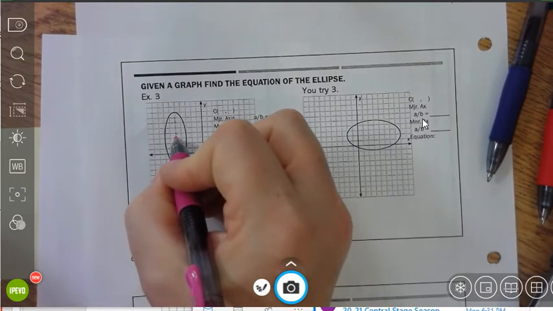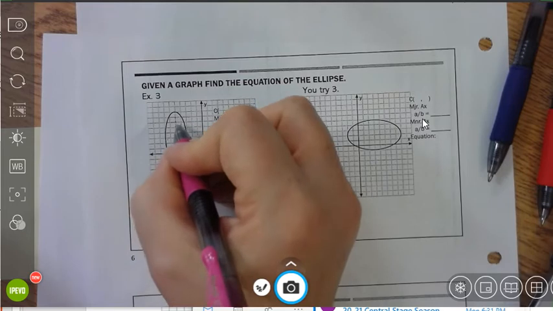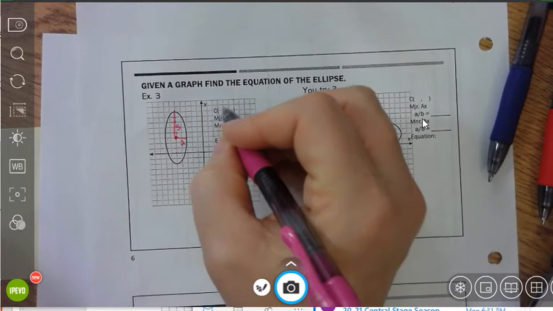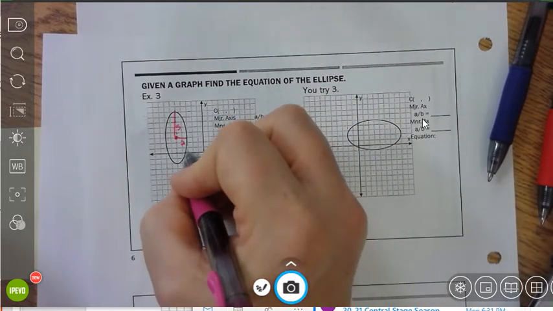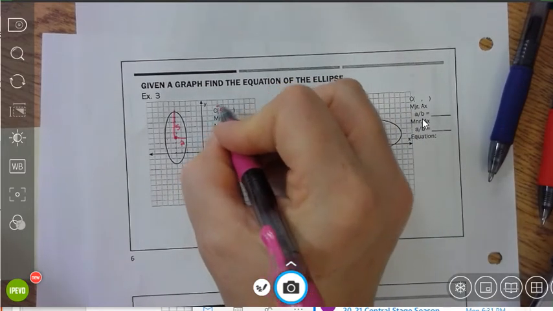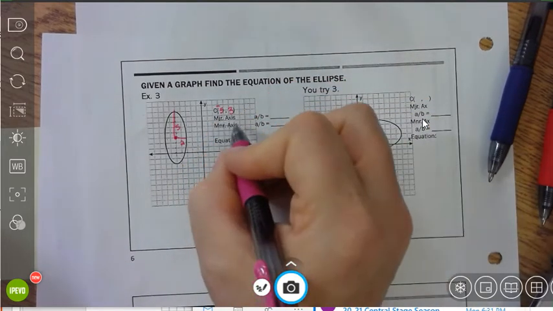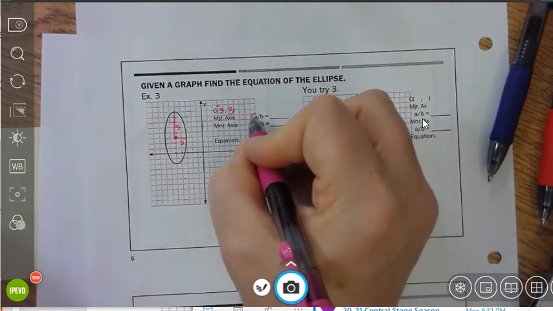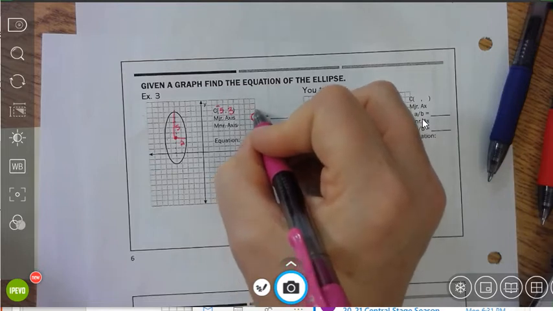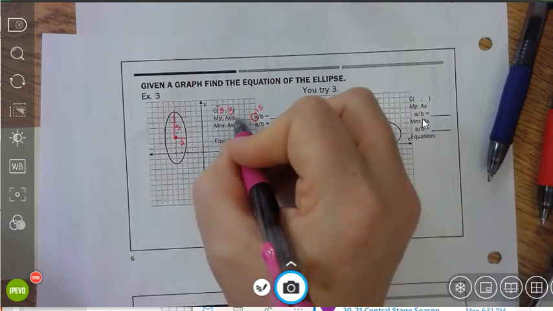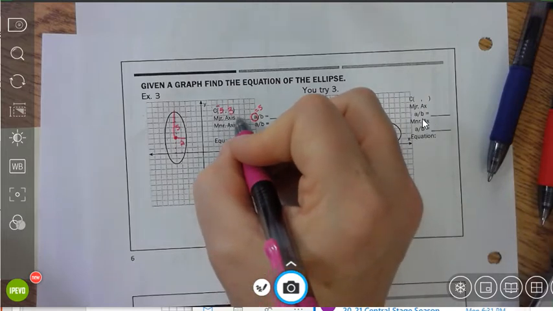In this one, there's the center, and I can tell I've got 2 on each side. So this is 5 up, 2 across. I know that the center is located at 1, 2, 3, 4, 5, 1, 2, 3: negative 5, 3. The major axis is going to be my A value. I'm going to use the A, which is 5. My major axis is a total of 10, and so A is 5. That's what I needed, not B, but A.